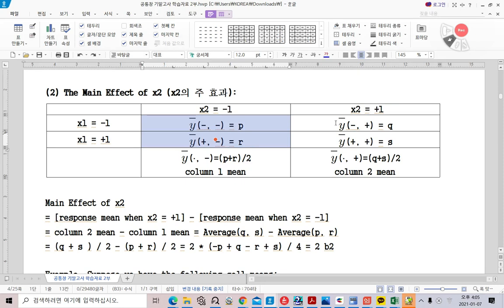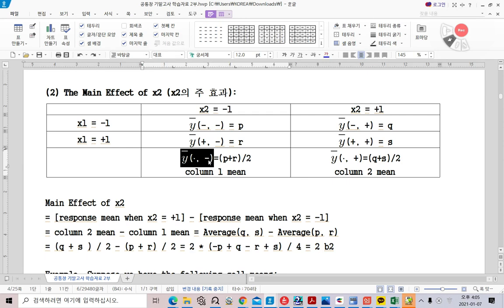Okay, column 2 mean is the average of Q and S, which is denoted by Q plus S divided by 2. And column 1 mean is the average of P and R, which is denoted by P plus R divided by 2. Also, I'm going to explain this notation. Okay, so the column 2 mean and column 1 mean can be denoted by y bar of dot negative.